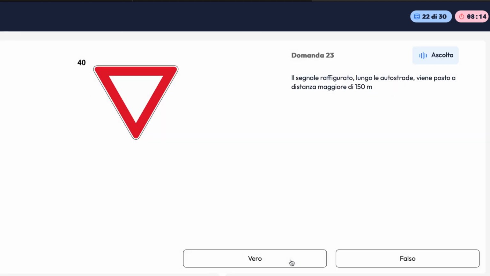23. In segnale raffigurato lungo le autostrade viene posto a distanza maggiore di 150 metri. The answer to this question is falso. The question says this sign in autostrada you will find it in 150 meters away, which is falso.